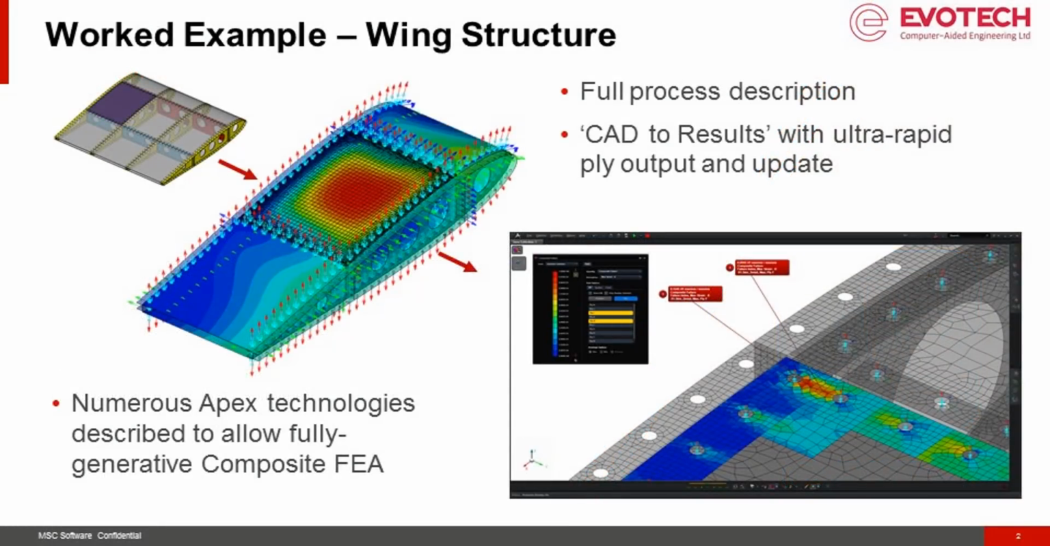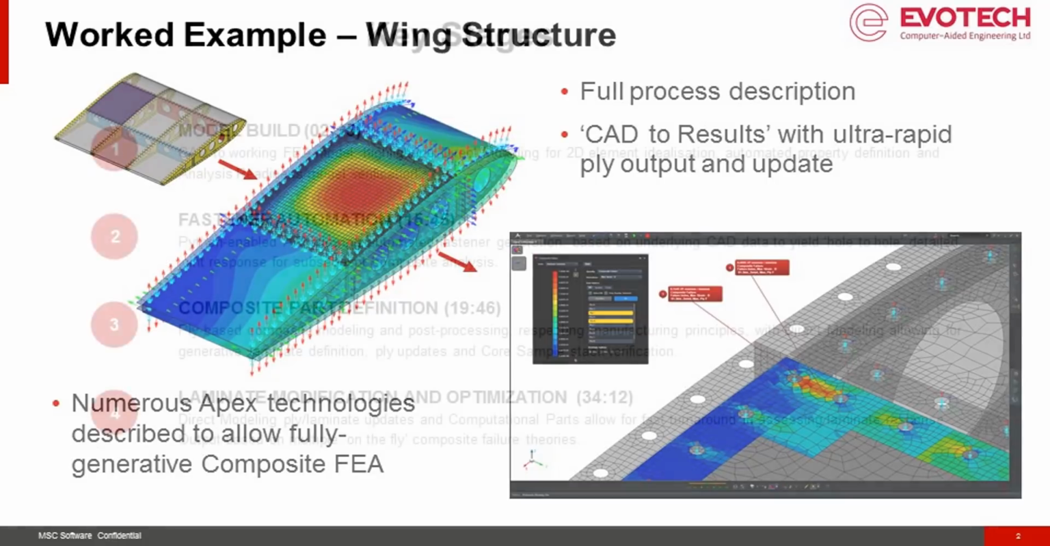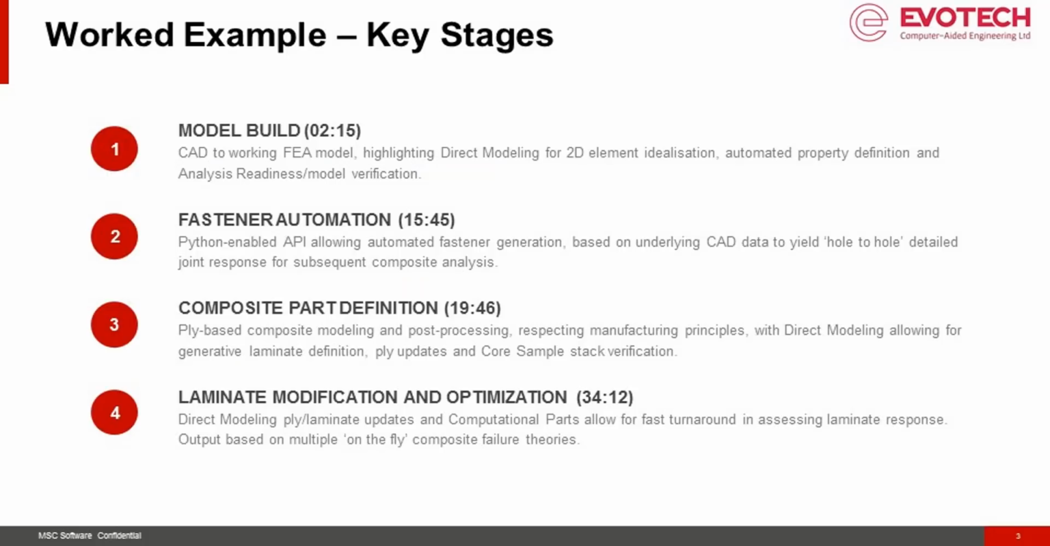In this worked example, we'll go through the full process description for a working wing structure, focused on CAD to results with ultra-rapid ply output and update, highlighting numerous Apex technologies to allow fully generative composite FEA. This example is broken down into a number of key stages.